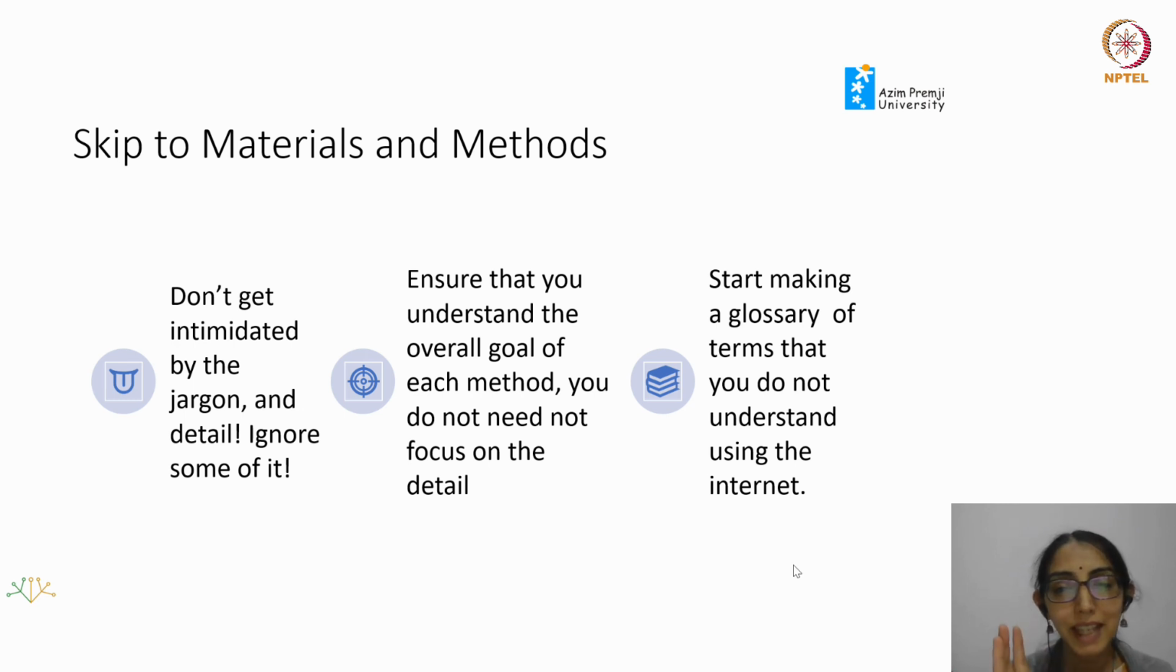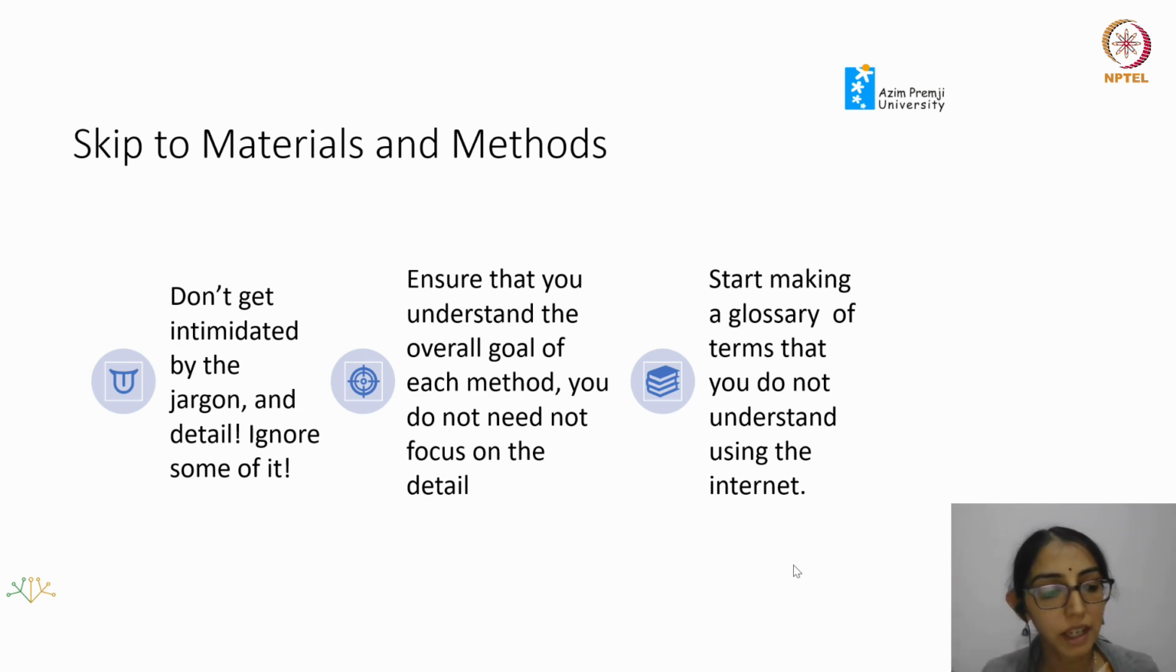So once you've read the abstract, I often recommend that you skip to the materials and methods section, right? The abstract has already given you an idea of what the paper is about. Now that you have that, go and look at the materials and methods and try to make sense of what they may have done, right?